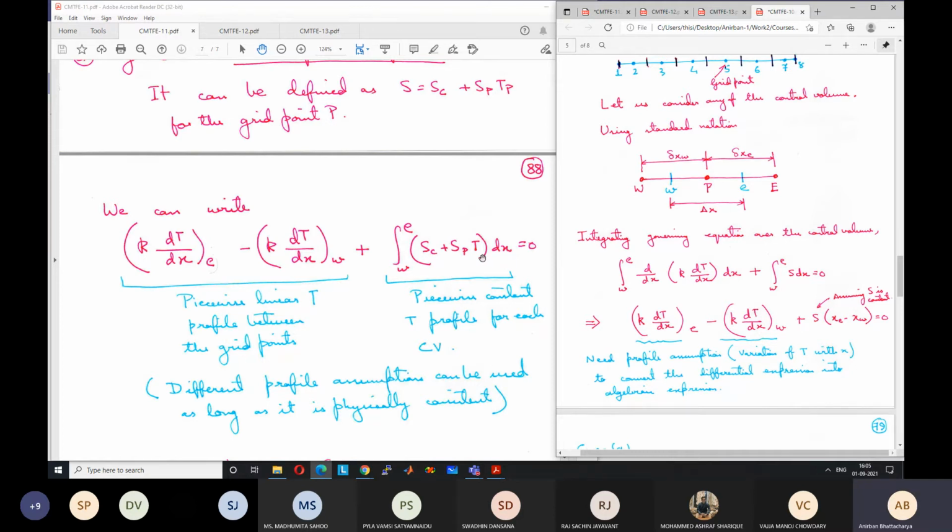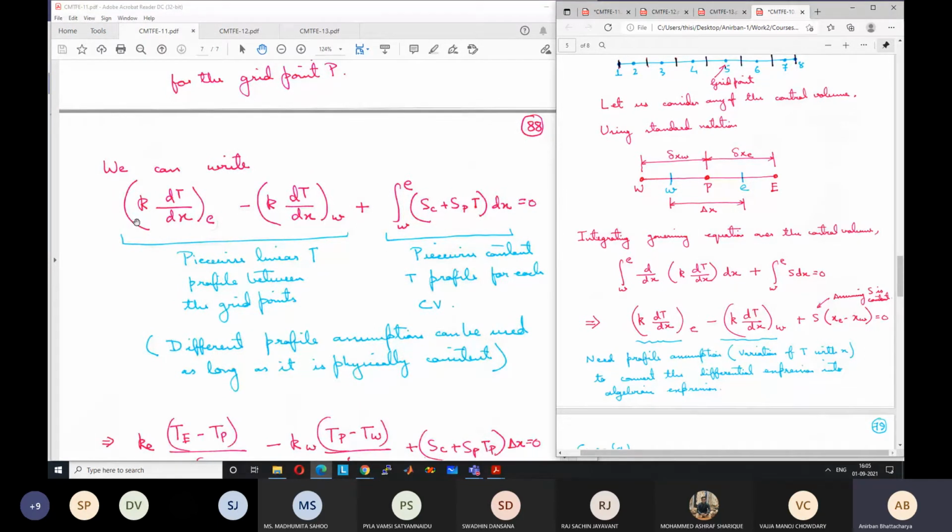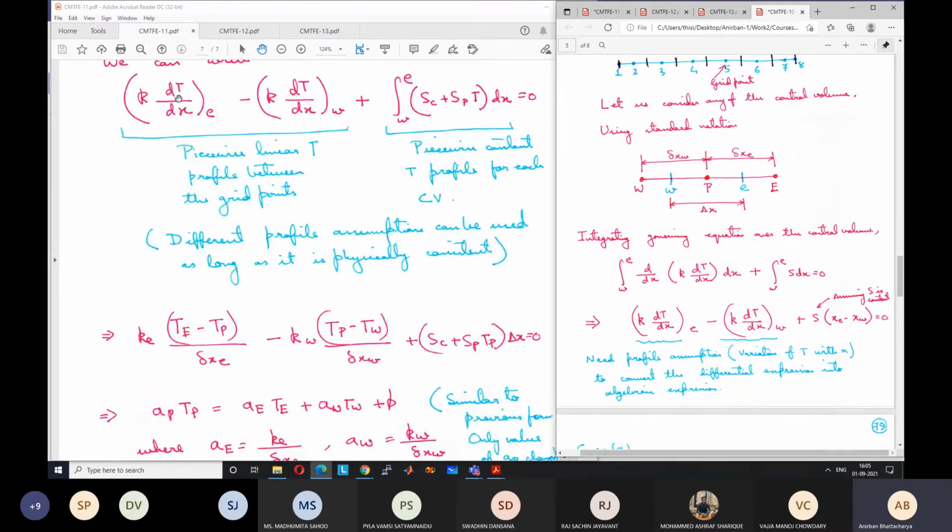Now we will assume a piecewise constant temperature profile for each control volume, as I have stated. So very important to note this. For the flux terms, we are considering a piecewise linear temperature profile between the grid points. And for the source term, we are considering a piecewise constant temperature profile for the control volume. And this is possible because different profile assumptions can be used, as long as they are physically consistent. For this case, there is no need of any continuity of temperature at the interface, so we can take this. We could have taken the other one also, but it would have led to more complexity.